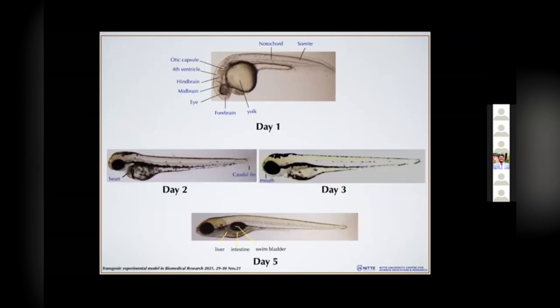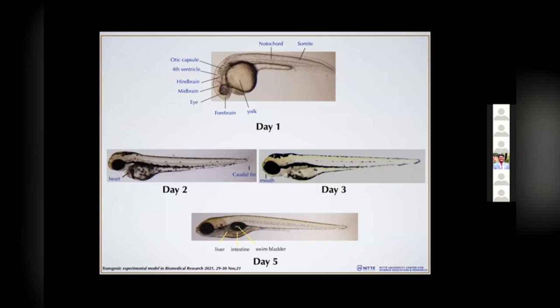So day one is the stage where we have all the major organs developed, particularly for the brain. 24 hours is necessary for the brain to develop completely. And the brain is shown here in this image. You have all the three parts of the brain completely developed: the forebrain, the midbrain, the hindbrain. You have the notochord coming up. Notochord is your feature, the vertebra.